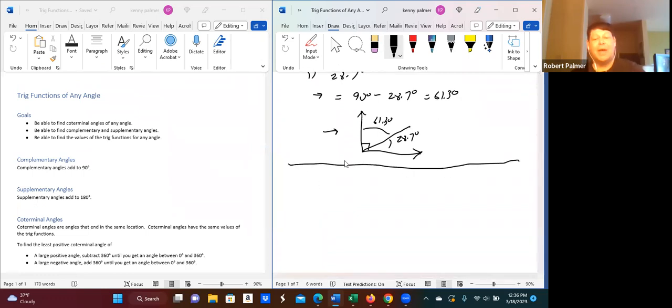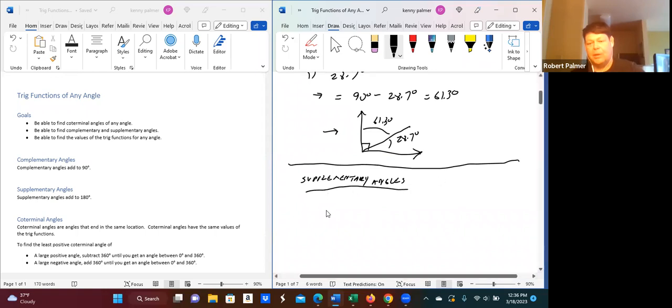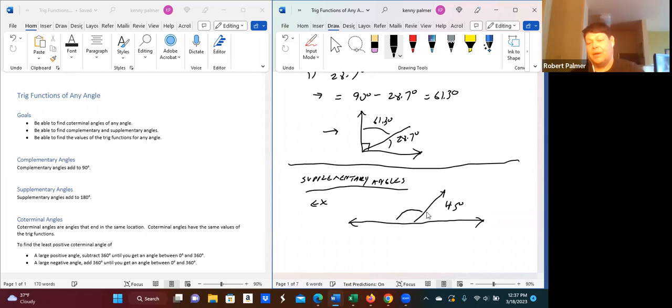similar concept: supplementary angles add to 180 degrees. Let's look at an example of that. Let's just have a straight line. It's called a straight angle. If you think about going from one side to the other, it's 180 degrees. Let's say this is 45 degrees. Then if that's 45, this angle turns out to be 135 degrees. Those are supplementary because when you add these together, they add to 180 degrees.